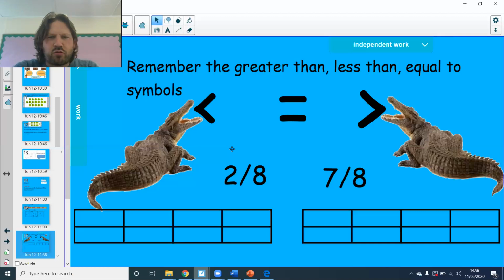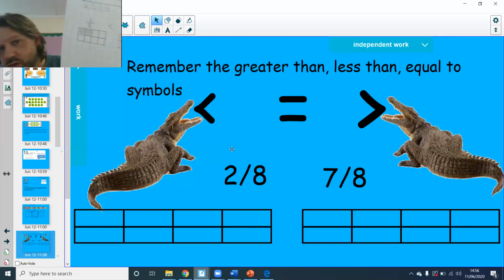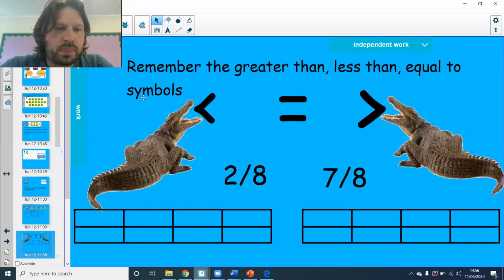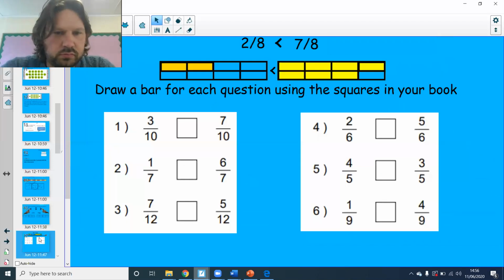Okay. And now remember, the crocodile eats the biggest number and secretes the smallest number. So which one's bigger? Which one's smaller? So the crocodile head needs to be pointing towards the biggest number. Okay. Obviously, you'll have plenty of time to colour in those properly. Okay, so this is the work for today.